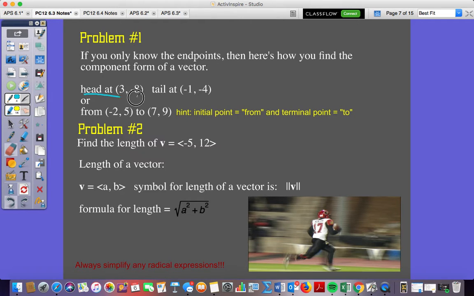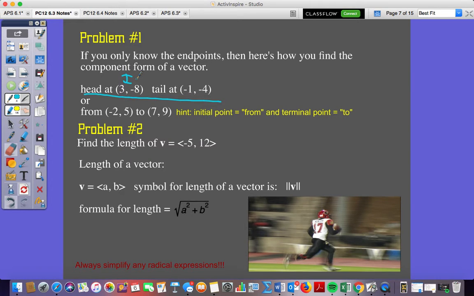All right, so real quick, head and tail. These two, I think this will be our last one, maybe even not this one, but we'll try. We have a head and a tail. What's my initial? 3, negative 8. Good, Josh, okay?